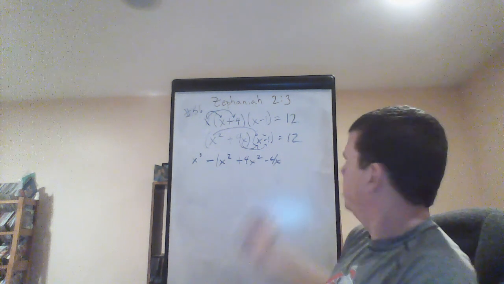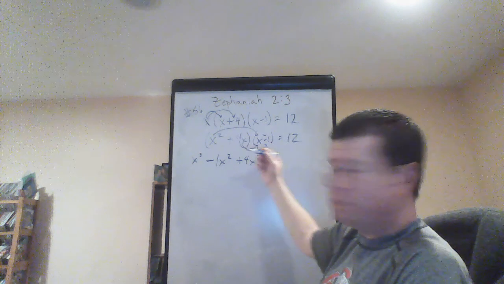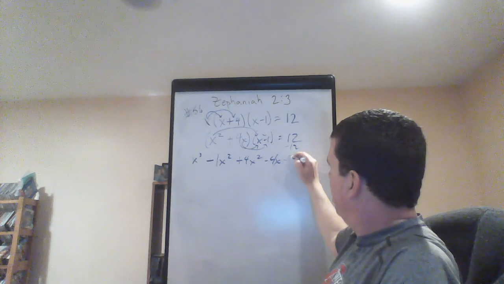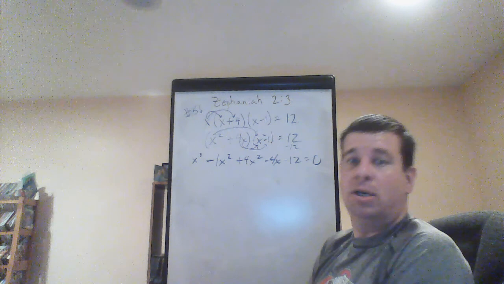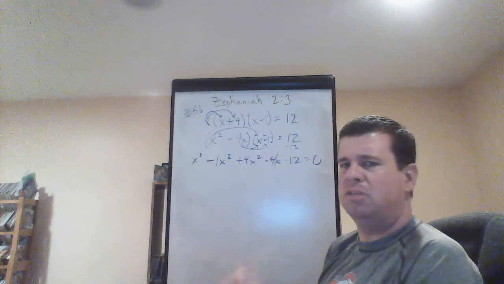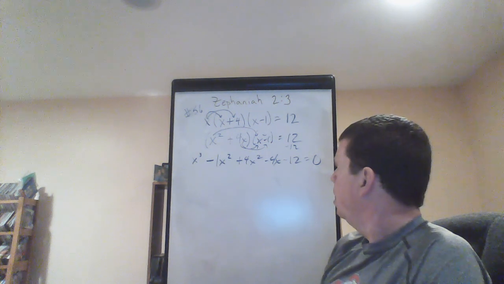And I'm going to cheat a little bit just for the sake of time. I also know I want to get this equal to 0, so I am going to subtract 12 on both sides. All right, so that gives me this equation now. Pretty long, complicated equation, but we'll see what we can do with it.